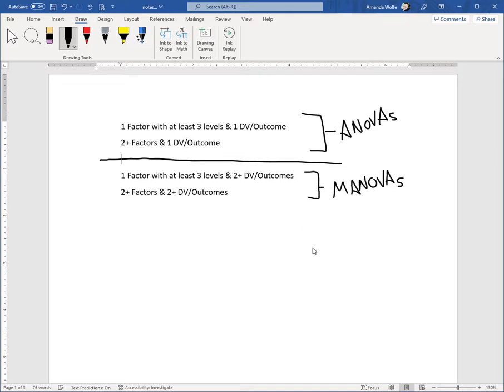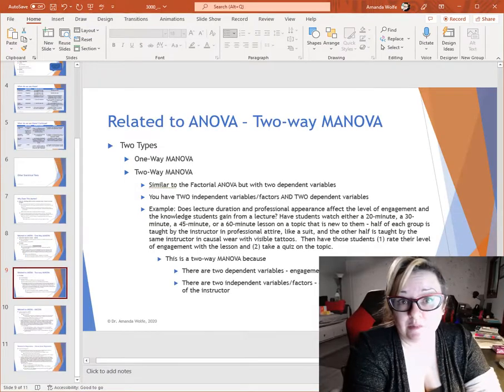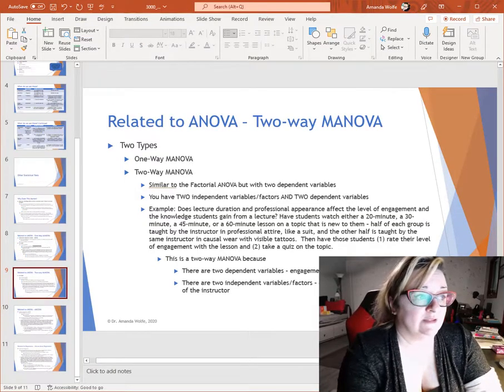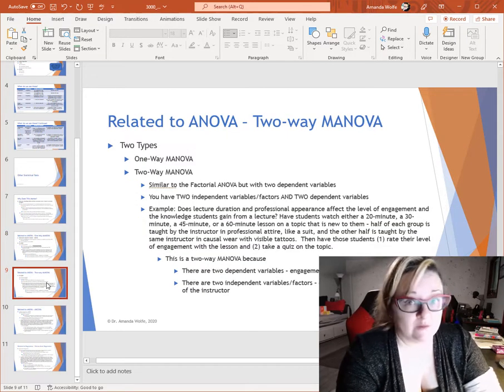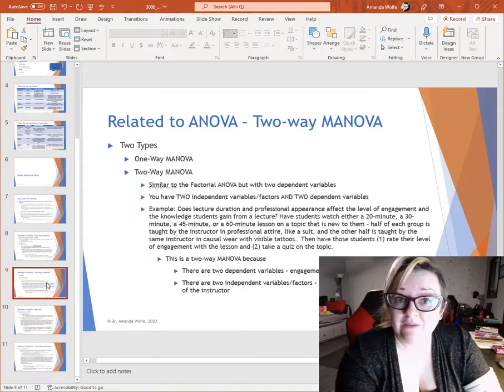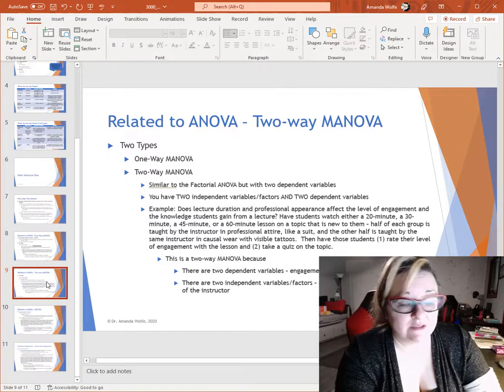These are MANOVAs. But we also can tell them apart in that the first 2 both have 1 factor. That makes them one-ways. And the second one in each have 2 factors or more, and that makes them factorial, or 2-way. So again, you can go back to the PowerPoint and review the 2 slides that cover one-way MANOVAs and 2-way MANOVAs, but hopefully that helped clarify everything and give you another example. Let's move on to the next one.